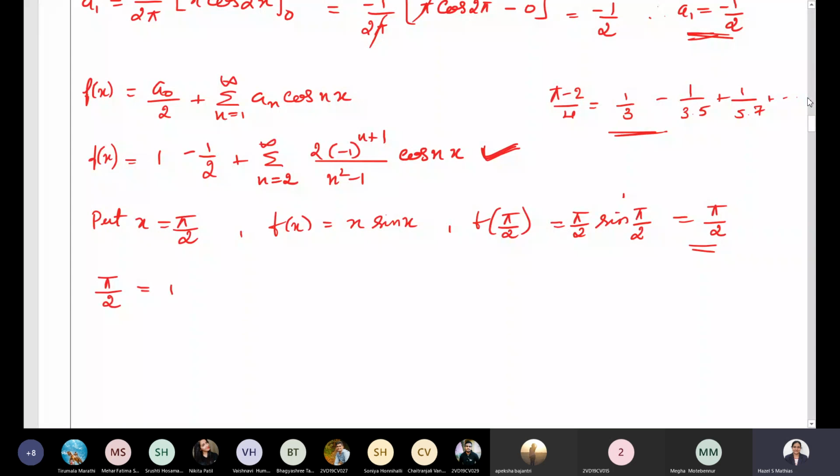1 minus half. Am I correct? What is 1 minus half? Can we write it? Yes. What is 1 minus half?